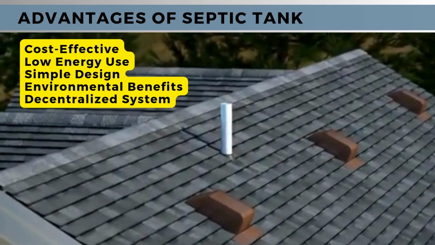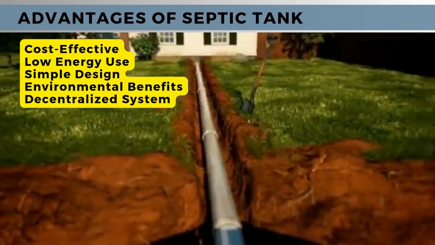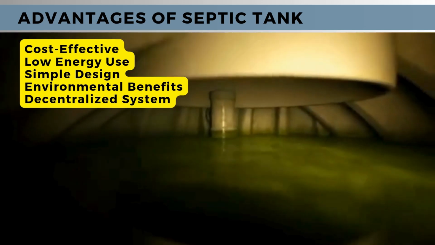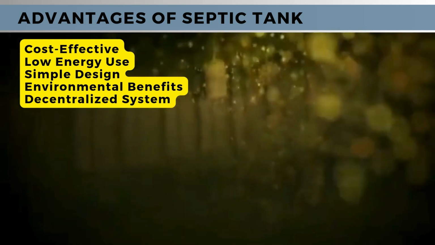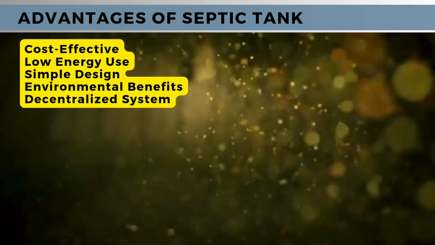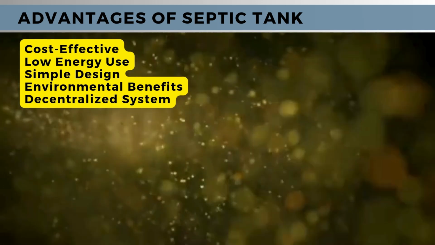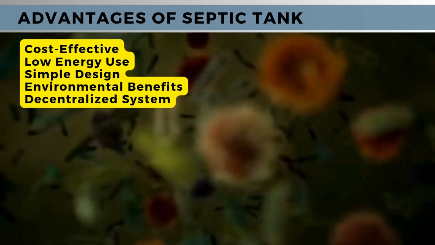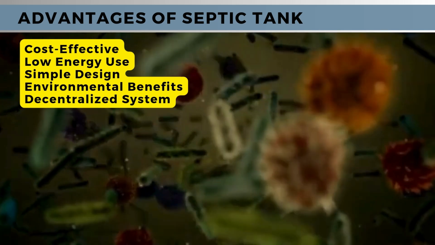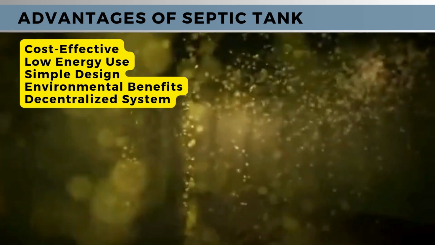These are the advantages of septic tanks. First, it is cost-effective. Septic systems are generally less expensive to install and maintain compared to a centralized sewer system, especially in rural areas where connecting to a centralized system may be impractical.